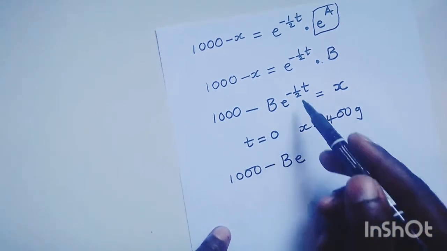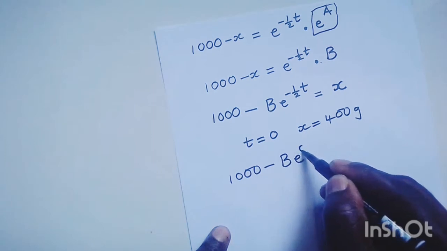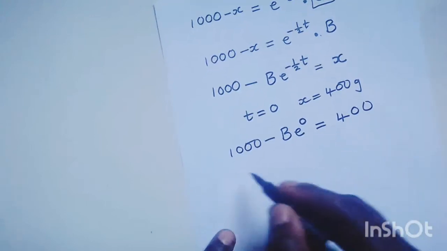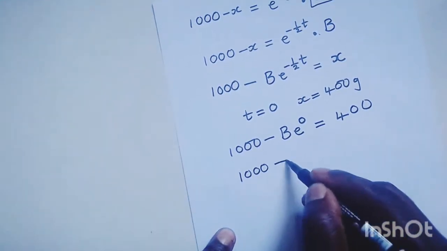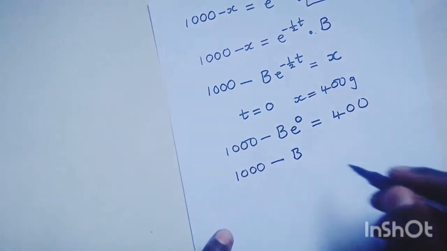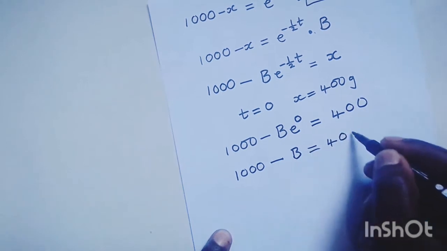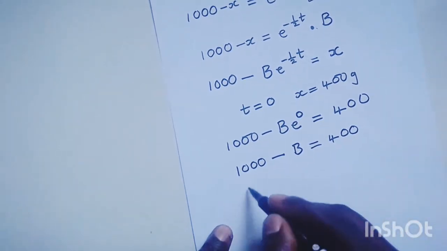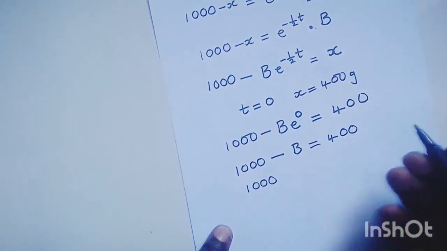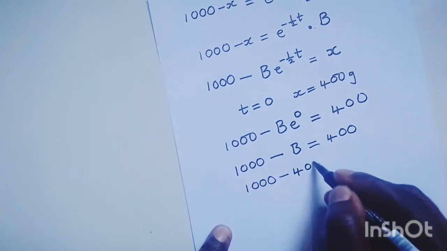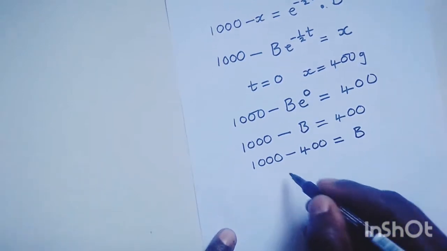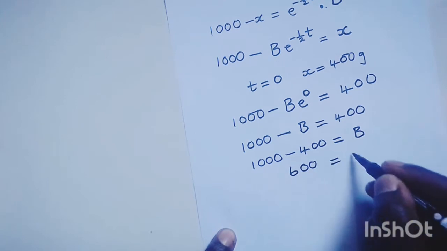So if I put 0 on minus half t, it means the whole power becomes 0, right? Then on my left side, I'm going to write 400. So you'll be left with 1000 minus b. Remember, e to the power of 0 is as good as 1 using the laws of indices. Then you equate it to 400, right? So 1000 is a like term with 400. So I'm going to move 400 to my left side. Then you have to move b to the right side to become a positive b. It gives you 600 is equal to b.